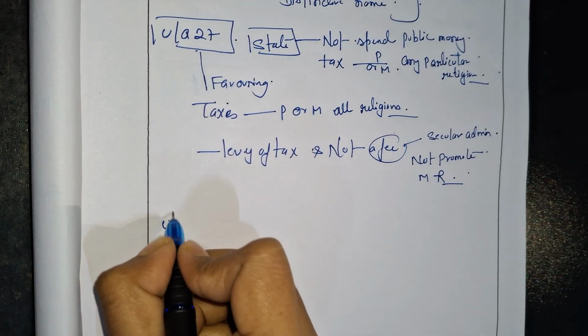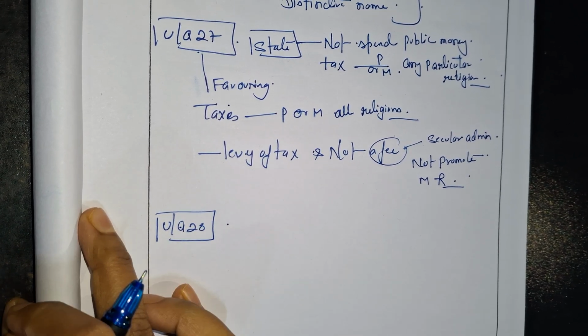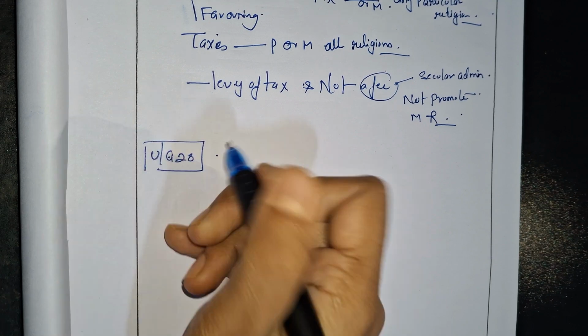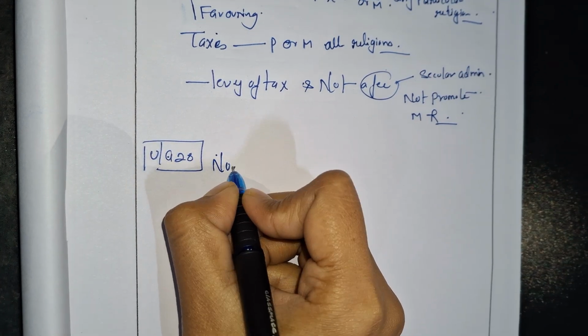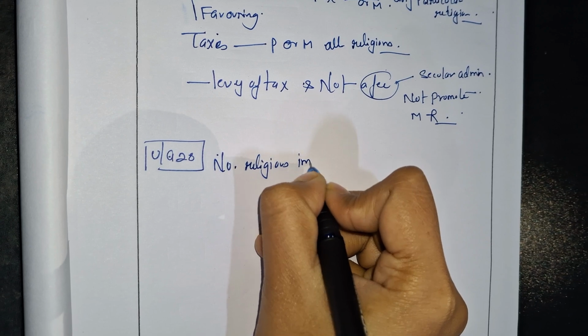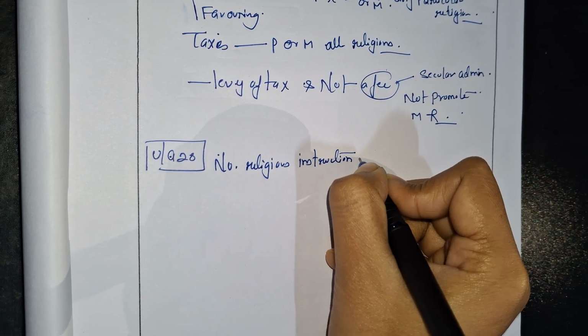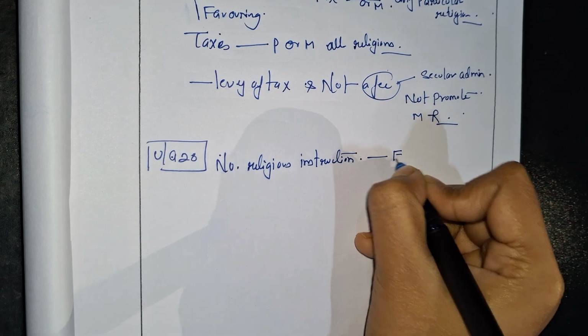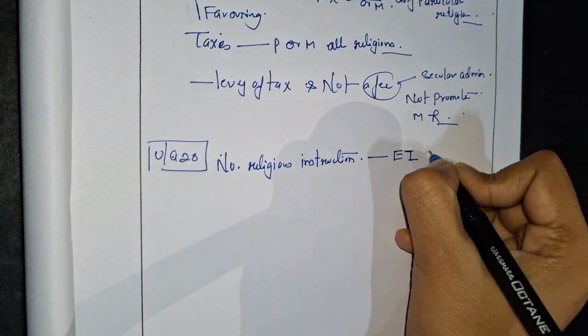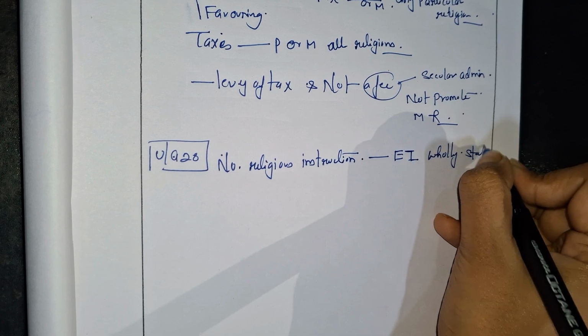Moving to the next article, that is Article 28. This article says no religious instruction shall be provided in any educational institution wholly maintained out of state fund.